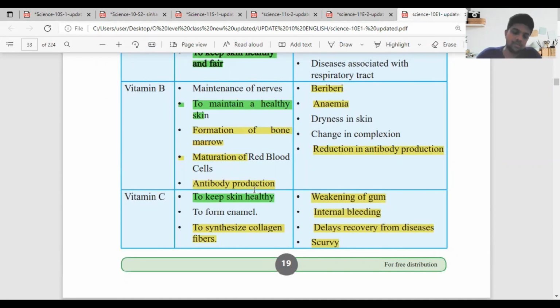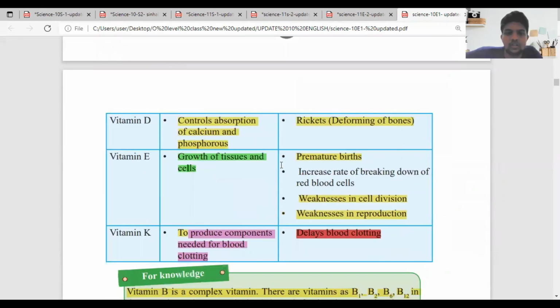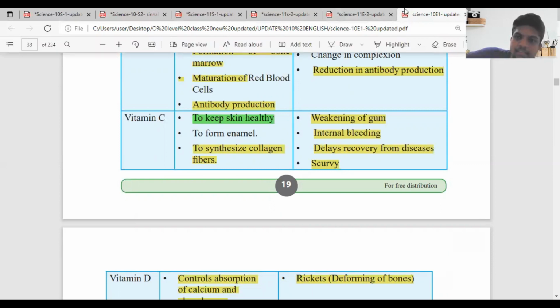What is it? Basically, what is your answer, Dharu? Vitamin E. Okay, so when we go through vitamin E, growth of tissues and cells. Weakness in cell division, weakness in respiration, increased rate of breakdown of red blood cells, premature births. So when we go through vitamin C, Dharu, it is to keep skin healthy, to form firm enamel, to synthesize collagen fibers. For the functions of enamel, we need vitamin C. That is the thing that they are focusing on.